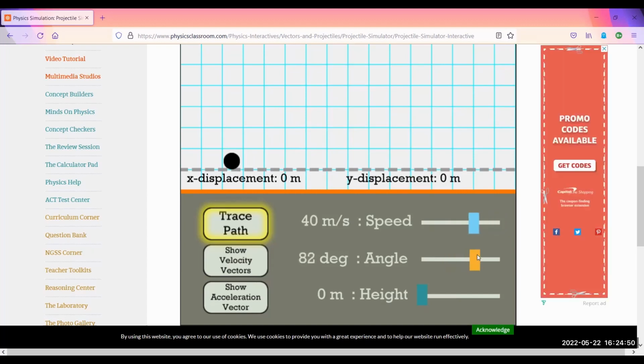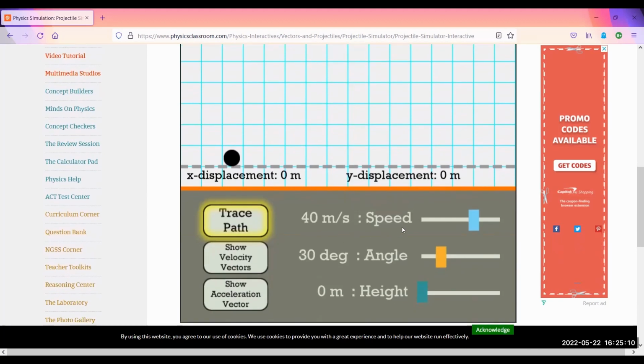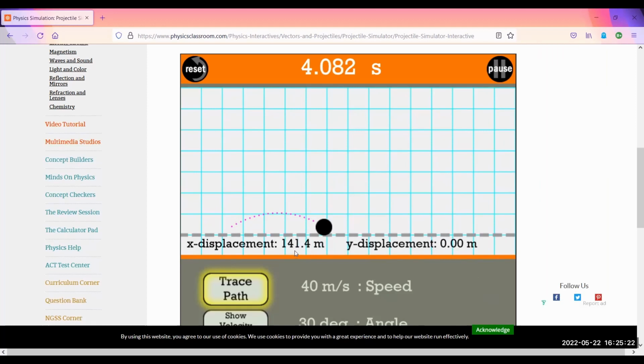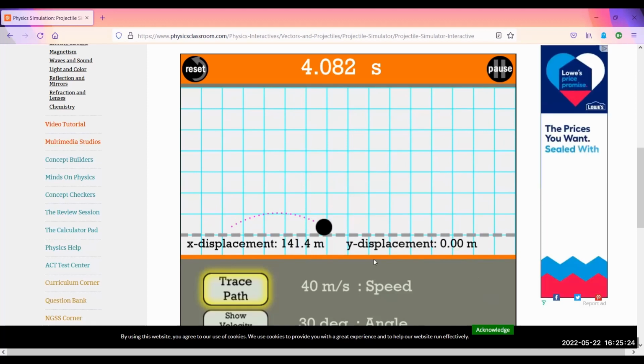We can also change the angle with which this thing is fired. I'm going to set it to 45 for now. Actually, I'll just set it to 30, doesn't really matter. And last but not least, we can also change the height of our initial projectile. So I've set it to 40 meters per second at an angle of 30 degrees above the x-axis. Let's just see what this looks like. All right, so the total distance traveled in the x direction is about 140 meters.